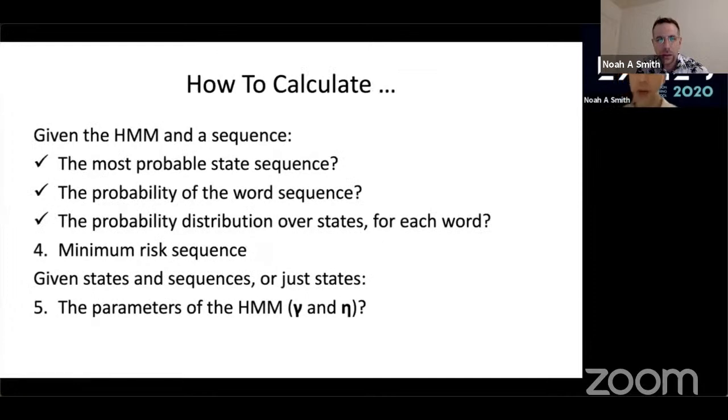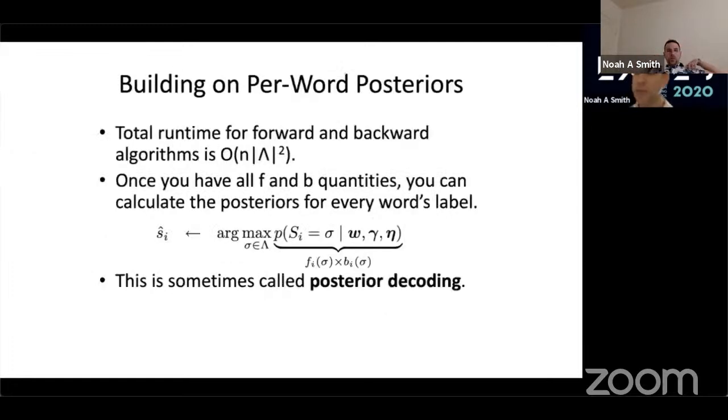Okay, so now you know how to calculate the probability distribution over states for each word, reusing the same algorithm we used for problem 2. We're now going to turn to something else you can do with these quantities that's quite interesting.